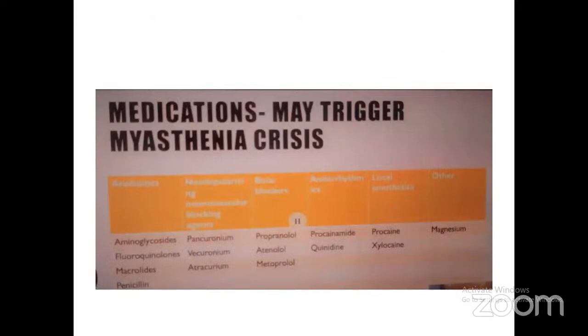Medications that trigger myasthenia gravis are antibiotics such as aminoglycosides, fluoroquinolones, macrolides, penicillin; non-depolarizing neuromuscular blockers such as pancuronium, vecuronium, atracurium; beta blockers such as propranolol, atenolol, metoprolol; antiarrhythmic drugs such as procainamide, quinidine; local anesthetics such as procaine, xylocaine. Other drugs are magnesium.